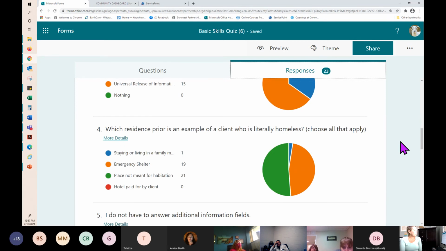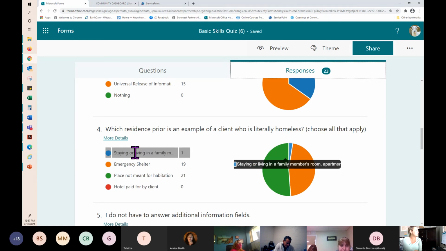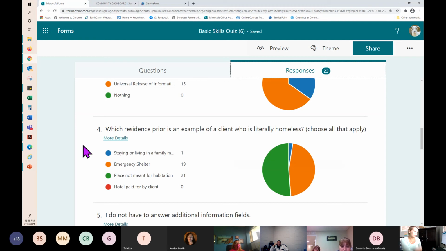Which prior residence is an example of a client who is literally homeless? Choose all that apply. So again, if you guys are the only response, we have 19 and 21. So really, when we're talking about it, it can be an emergency shelter or a place not meant for habitation or an emergency shelter paid for by an emergency shelter voucher. So that would be if your agency had hotel motel funds, that would be acceptable. But when we're looking at hotel paid for by client, nobody selected that up top. Staying or living with a family member's room, apartment, or house, that would only be acceptable if the client was literally homeless less than 7 days prior to staying there. So typically, we don't accept staying in a family member's room, apartment, or house as a literally homeless situation. But I do know that I gave that example during our training, so maybe that's where the confusion came into play. Either way, good job, everybody.